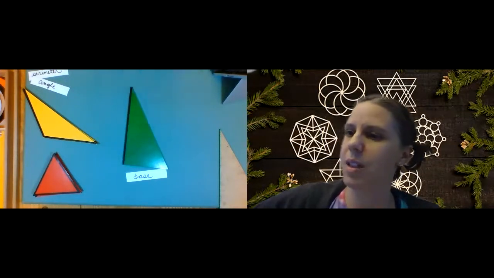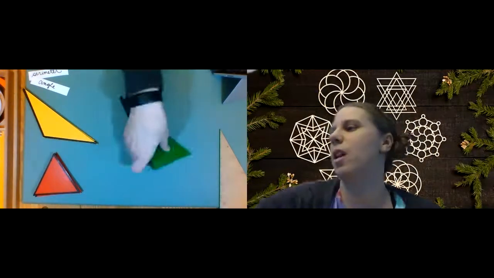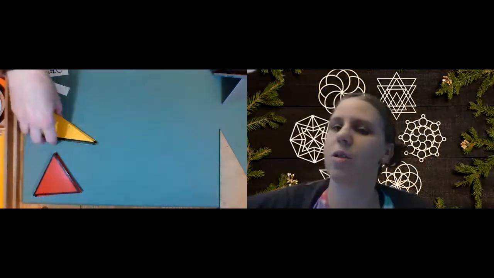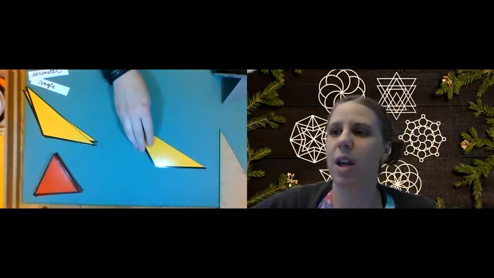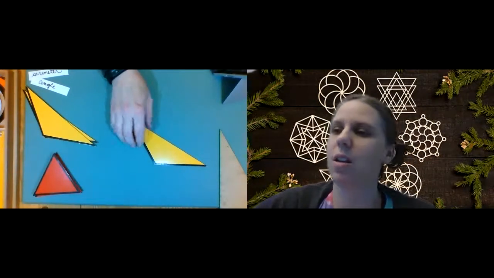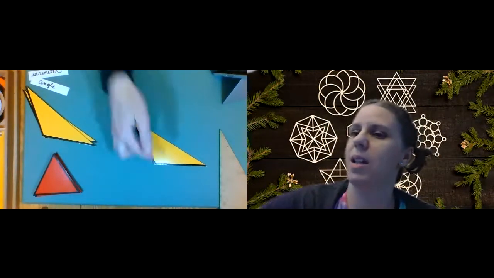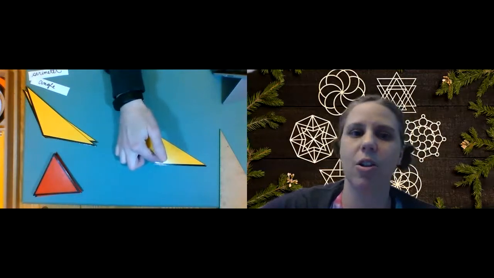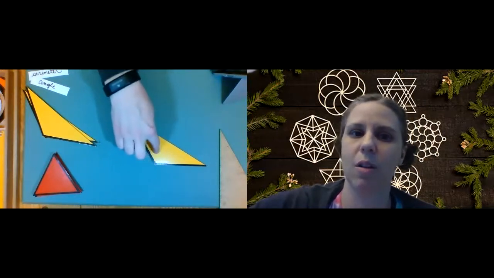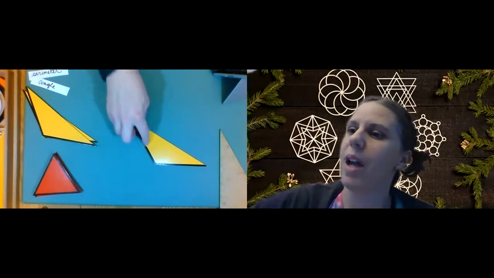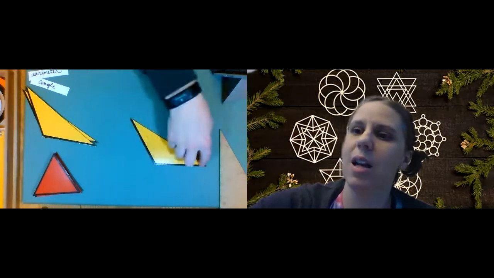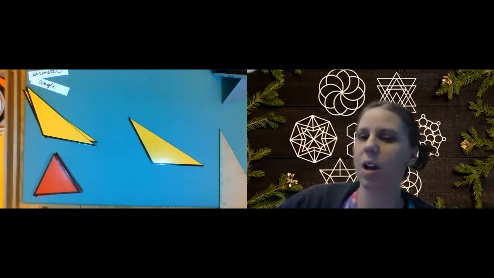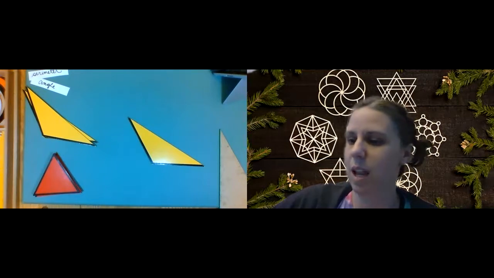Okay, I'm going to pull those aside and pull out our next triangle that's in this box. The next triangle is an obtuse isosceles triangle. We name it obtuse because it has this angle right here that's larger than 90 degrees. Like you can see, larger than 90 degrees. And this side and this side are equal, so we call it isosceles, iso, same.